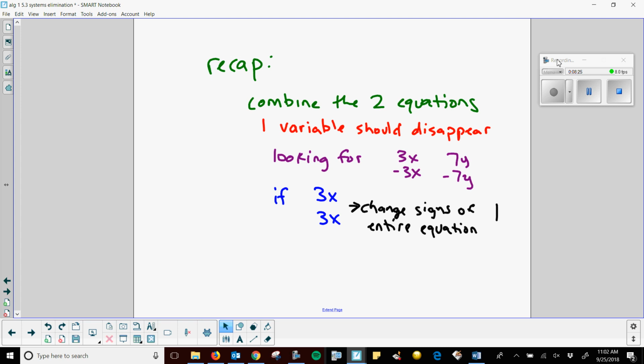So that was day 1. Just making sure you understand we're trying to combine. A variable needs to disappear. We're looking for opposite signs with the same number and same variable. And then we're on to day 2.